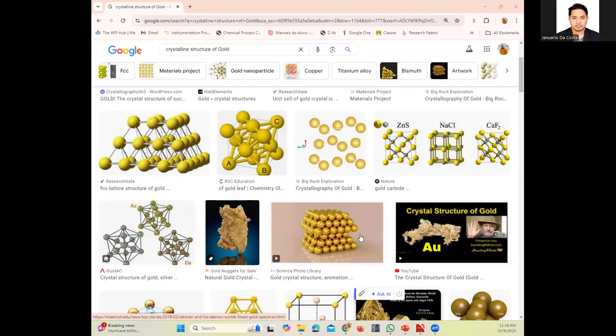Hold on, let me take a look at some good example I can show you. Okay, iron. Iron is metallic. Gold. That's an example of a crystalline structure of gold. Okay, so if you look at here, this is the crystalline structure of gold.